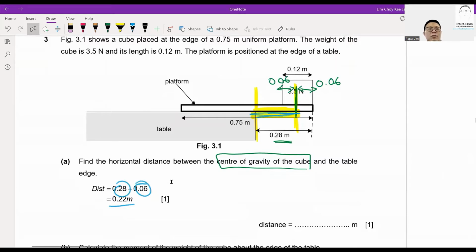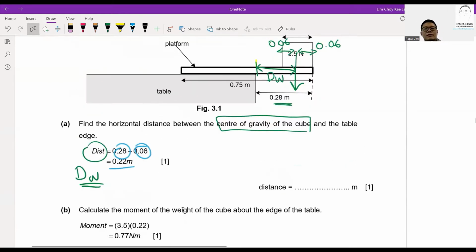Now, the importance of this horizontal distance is this. It is the perpendicular distance between the weight and the pivot. This distance is what we call dW. Another name for the distance for part A is the perpendicular distance for weight. And your weight is here. Let's use a different color. So this is your weight, and weight is pushing down. The pivot is here. You'll find that the moment by weight will be a clockwise moment. The perpendicular distance I mentioned is called dW.